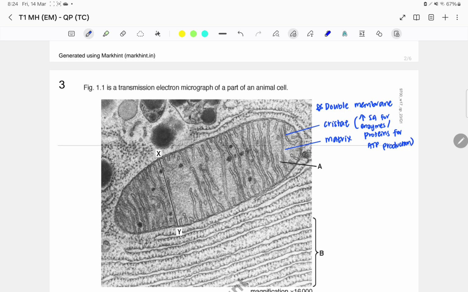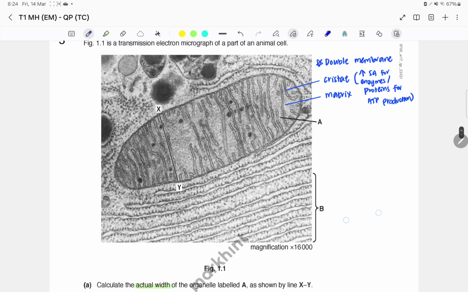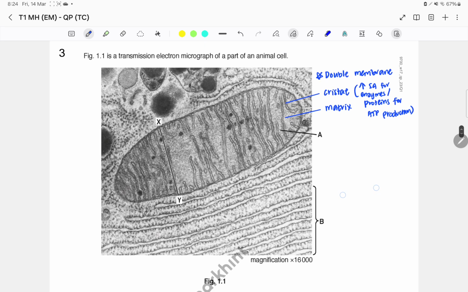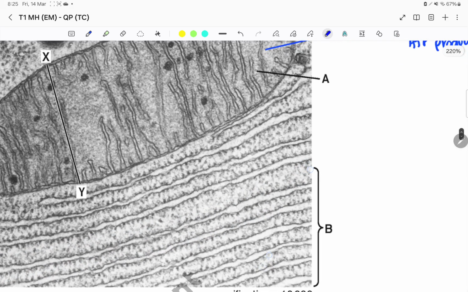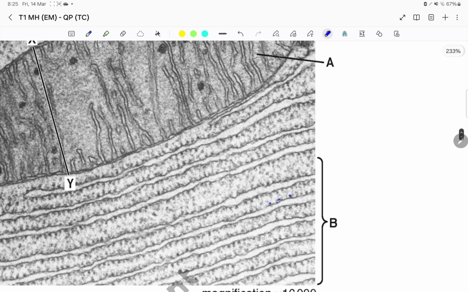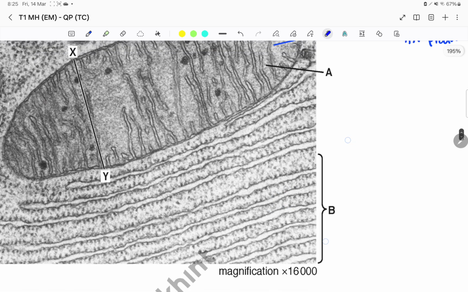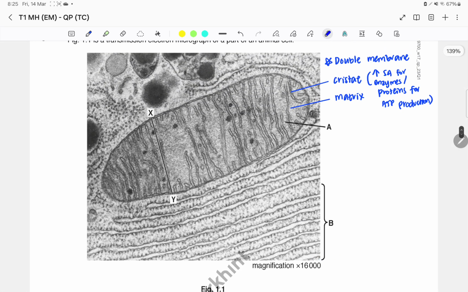Okay, moving on. You can see that B is pointing to the next particular structure. You can notice that it is a series of membranes. I don't know if you can manage to see this, but if you zoom in a little bit, we can see these dot structures. Those are ribosomes, which means that this structure B is actually the rough endoplasmic reticulum.